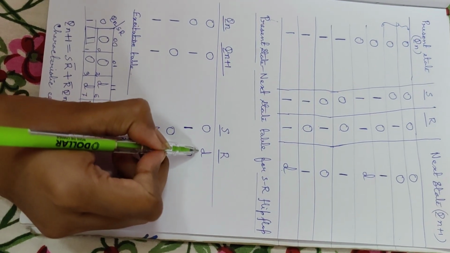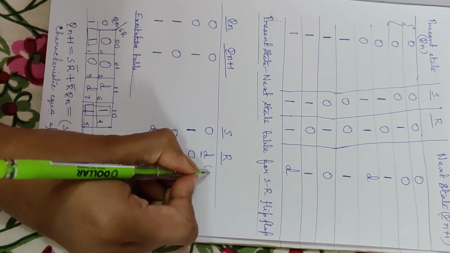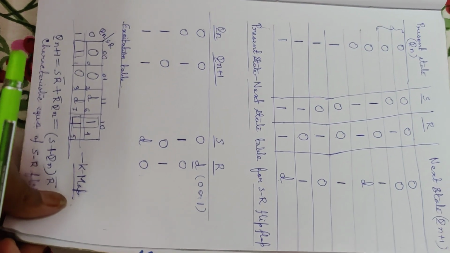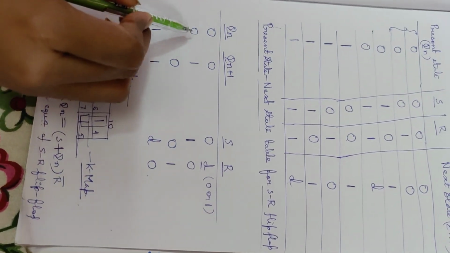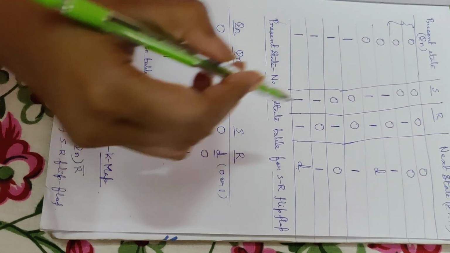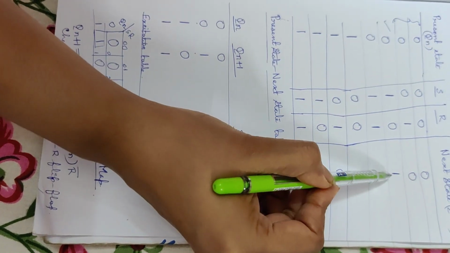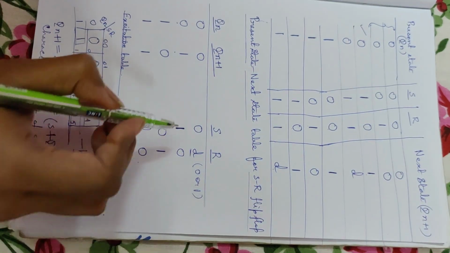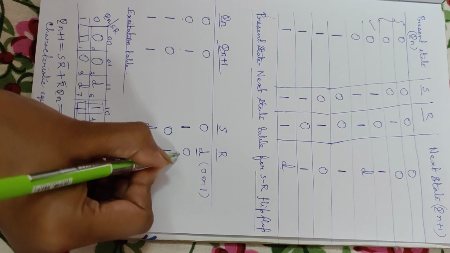So we are writing here D. D means don't care. Don't care means it can be either 0 or 1. Next, coming to the condition where present state is 0, next state is 1. So this is one condition when present state is 0, next state is 1. Here value of S is 1, R is 0. So we are writing down S equal to 1, R equal to 0.